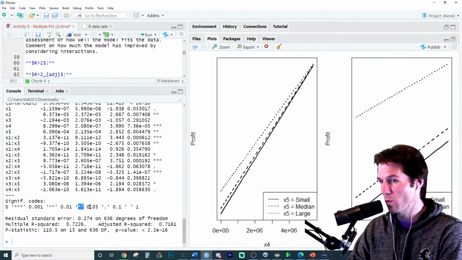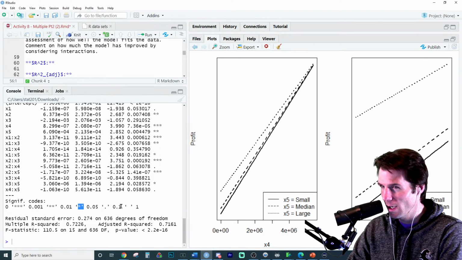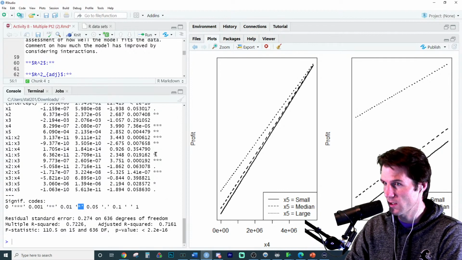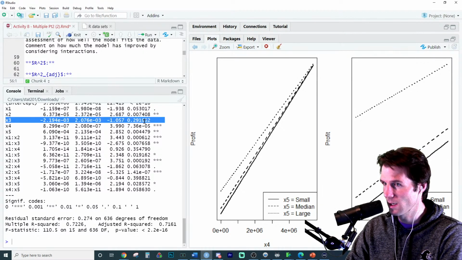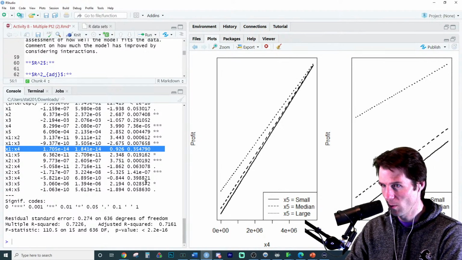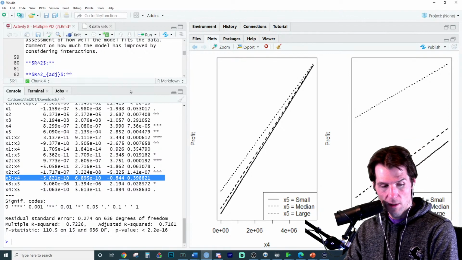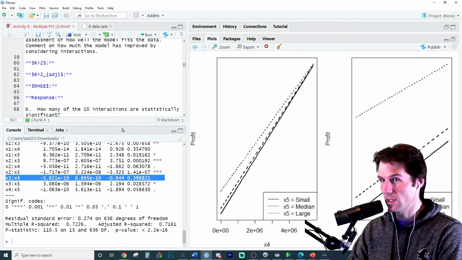So a dot would mean it's between 0.05 and 0.1. I don't know if it does if it's exactly, but you can oftentimes look for stars or multiple stars to tell statistical significance. Like that is statistically significant. That's almost. This is not statistically significant, nor is this or this right here. So how many of those were statistically significant? Six of them right there.